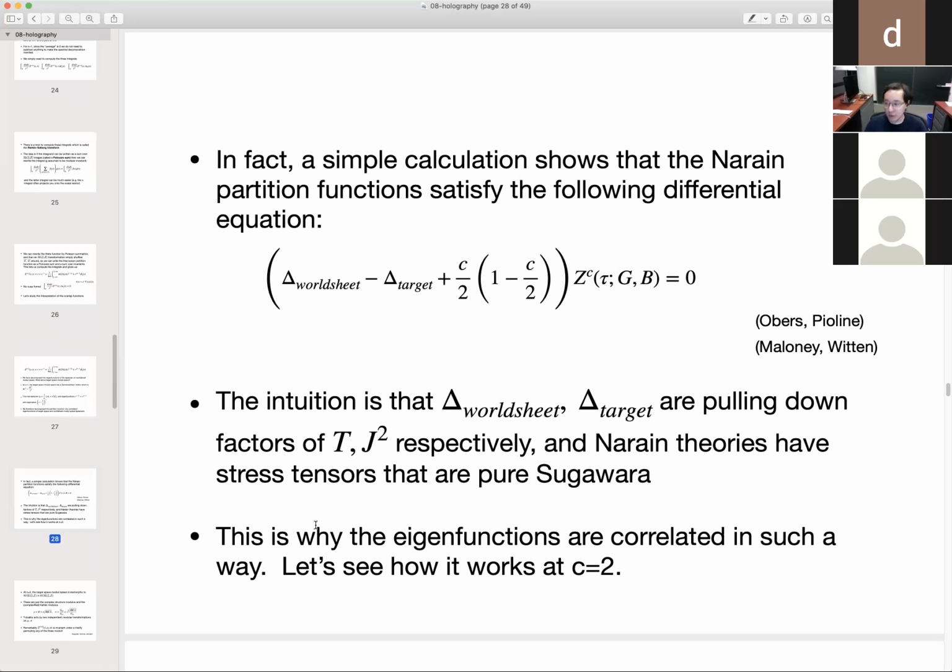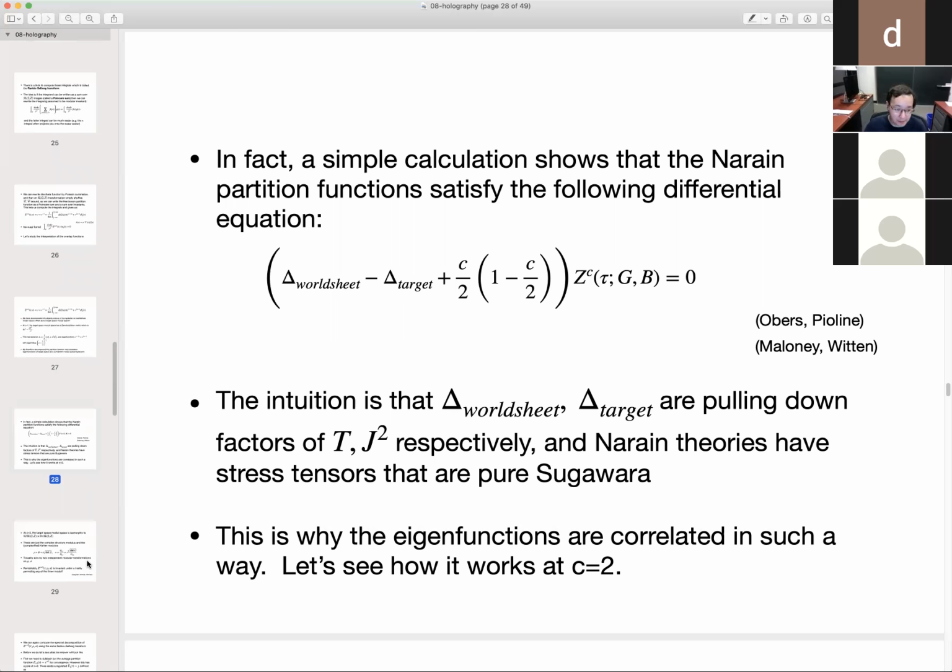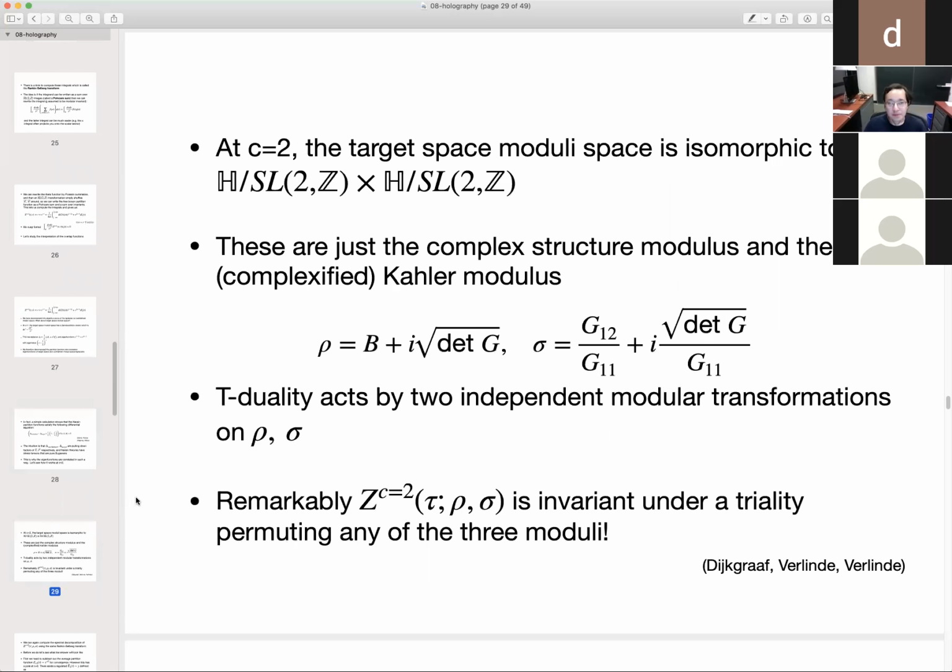Okay, so let's see how this works at c equals 2. So at c equals 2, the moduli space is 2 by 2 symmetric and antisymmetric matrices with some T-duality. And it turns out that there's this accidental isomorphism, and this is given by 2 copies of the fundamental domain H mod SL2Z. This actually makes sense. These 2 moduli are just the complex structure modulus of the torus and the Kähler modulus of the torus when you appropriately complexify the Kähler modulus.